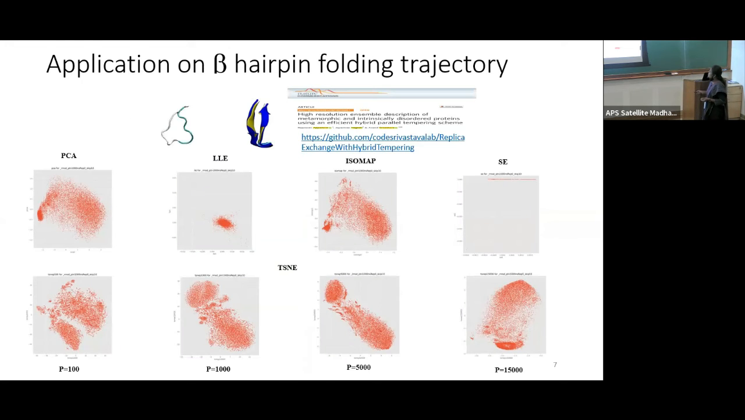The first application of this framework is on the beta hairpin folded trajectory, where we start from the completely unfolded state to the folded state. The sampling is guaranteed here. With this trajectory, we apply different dimensionality reduction methods. We are considering only 5 methods here, but we are planning to apply other methods also. For TSNE, there is a hyperparameter that you need to optimize. That also we are optimizing using the quality assessment framework.